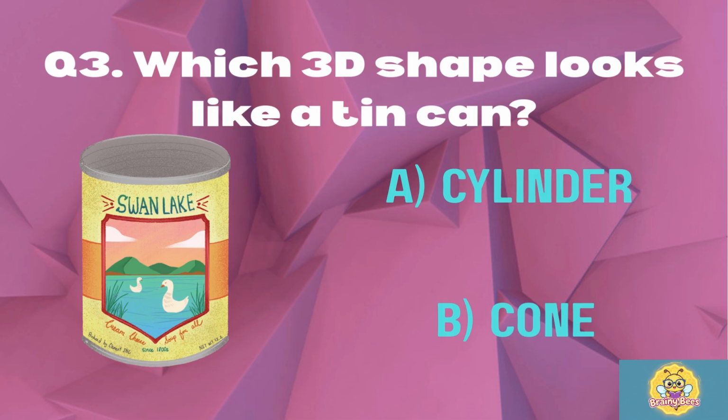Question number 3. Which 3D shape looks like a tin can? A. Cylinder, B. Cone.